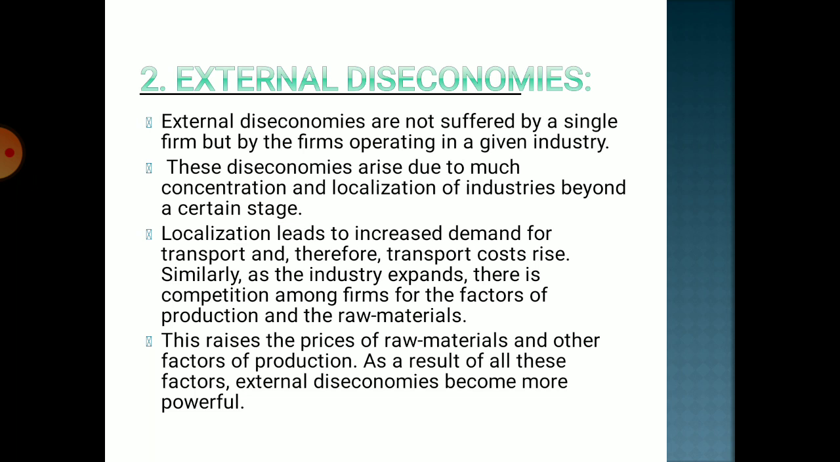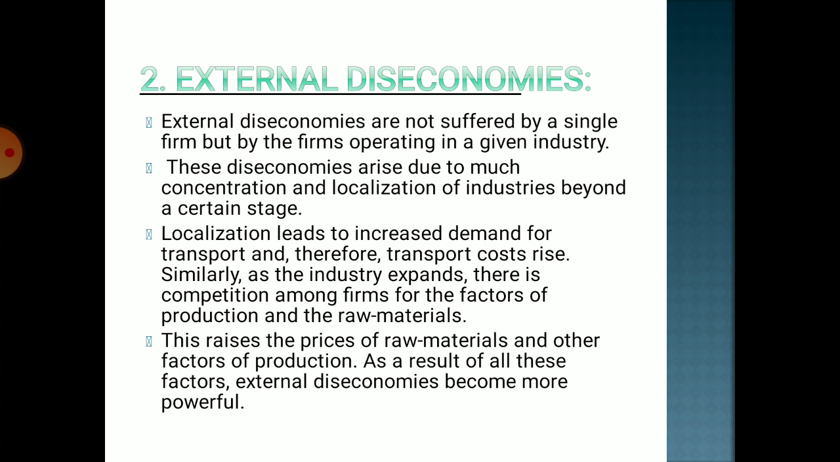If production increases and cost per unit reduces, production increases, cost reduces, then it is known as economies of scale. Exact opposite to it is diseconomies of scale. When production increases, per unit cost of production increases, means production increases, cost increases, it is known as diseconomies of scale.